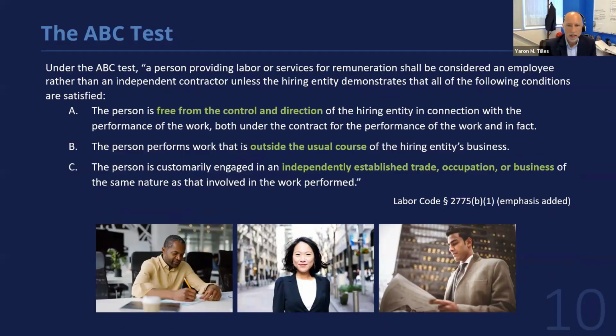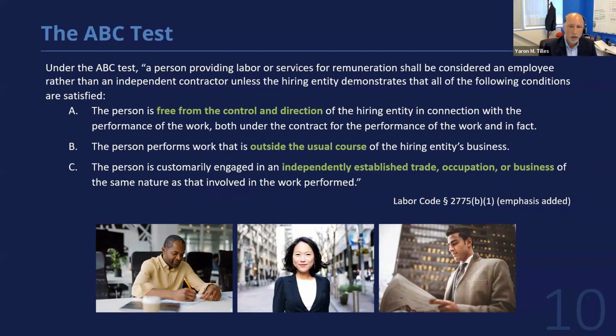Under the ABC test, an individual providing labor or services for compensation is presumed to be an employee and not an independent contractor, unless the hiring entity proves all 3 conditions of the ABC test are satisfied. So we start from the default position that everyone is an employee unless proven otherwise, and that proof needs to come from, and the burden is on, the hiring entity. So there are 3 conditions that need to be met.